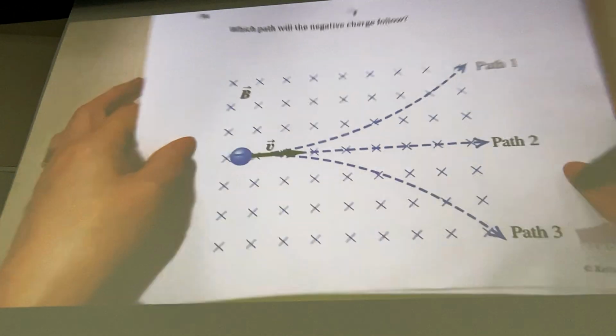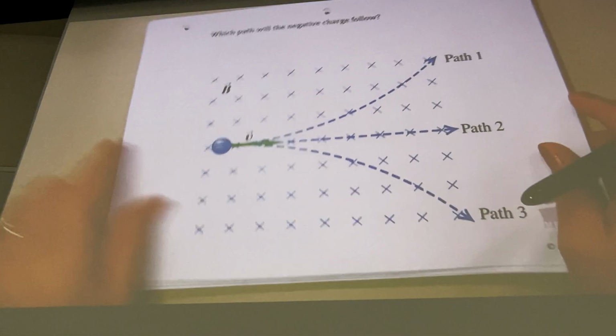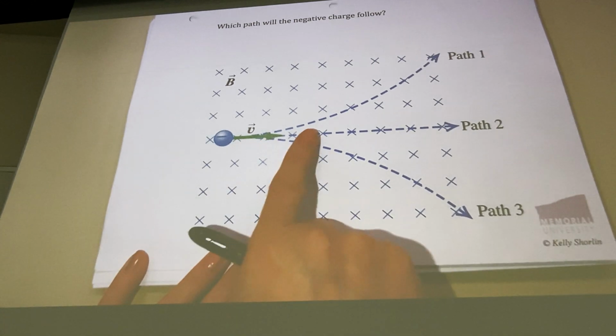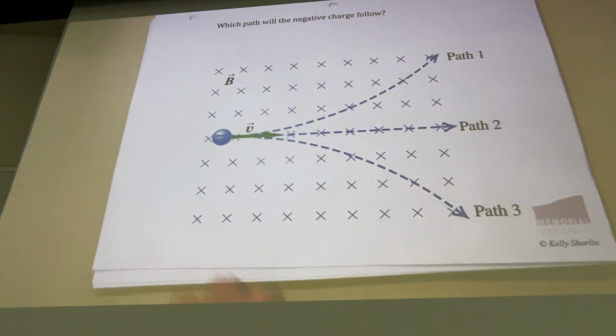So, let's ask a conceptual question. I've got a negative charge that I'm shooting in, it's moving to the right. Is it going to follow path 1, path 2, or path 3? Let you think about it and then we'll see.